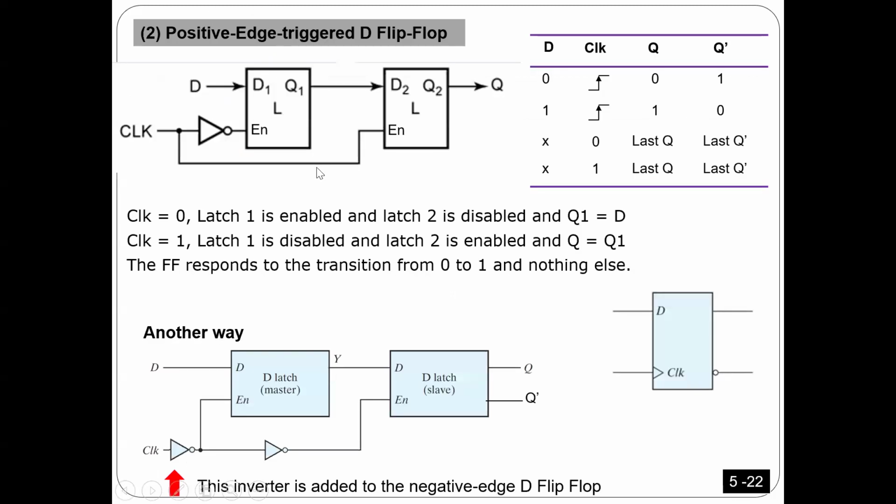Here I'm asking you how you can make a positive edge. It's the same thing I already explained. You can put the inverter here, as I explained, or if you already have a latch that is falling edge, you can add an inverter in the clock to make it rising. Any rising, you can make it falling, any falling, you can make it rising. You can switch it by adding an inverter.